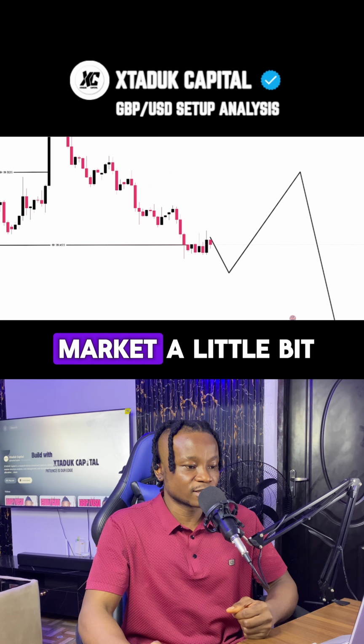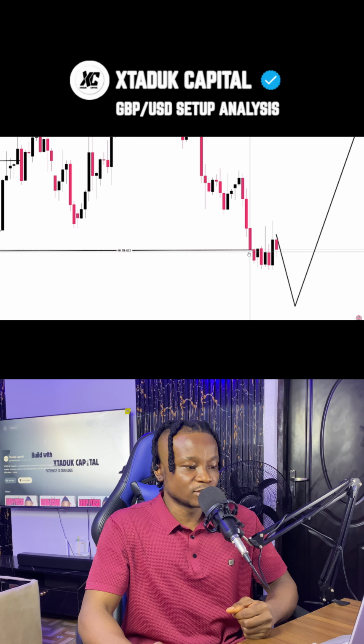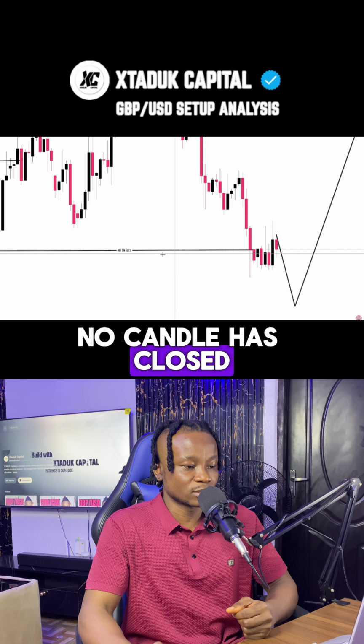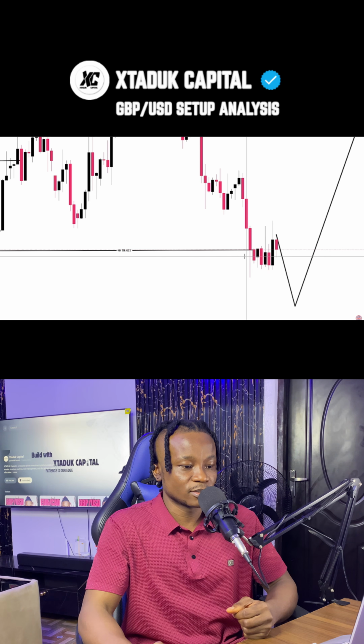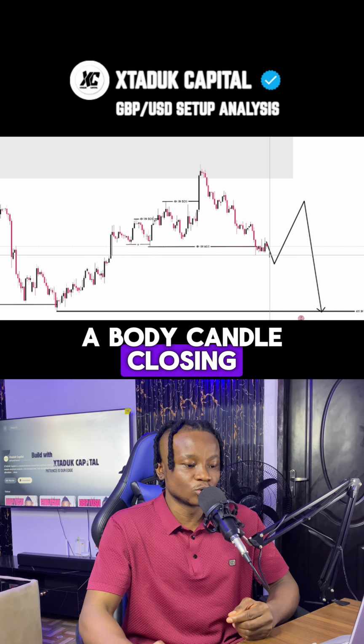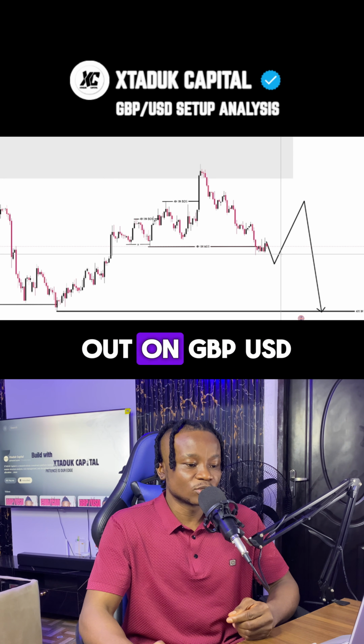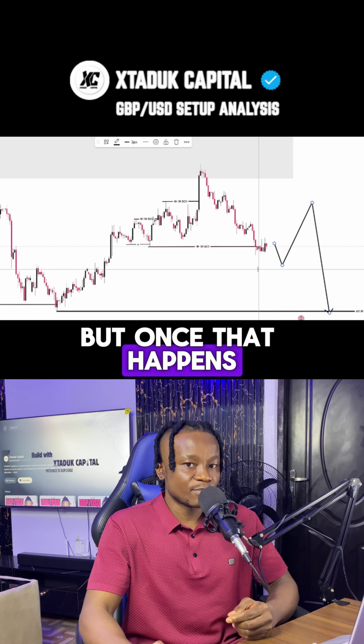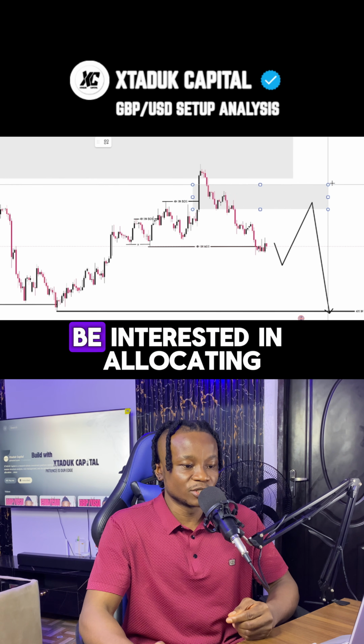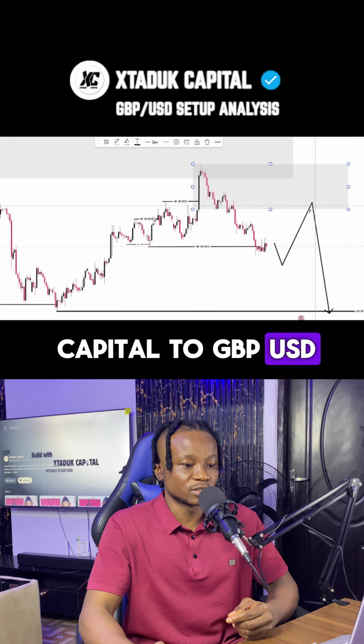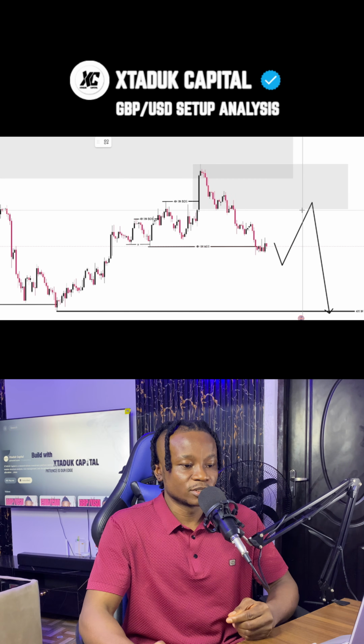If I zoom this market a little bit for you, you can see that it only swept this low. No candle has closed below this low here. So until we get a body candle closing below this low, we will still be staying out on GBPUSD. But once that happens, we'll immediately be interested in allocating capital to GBPUSD somewhere here, and we'll be going to the downside.